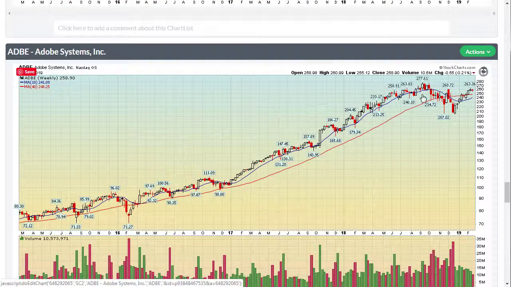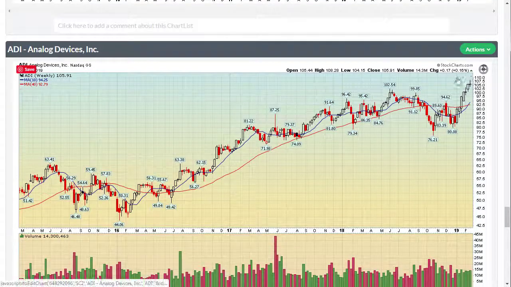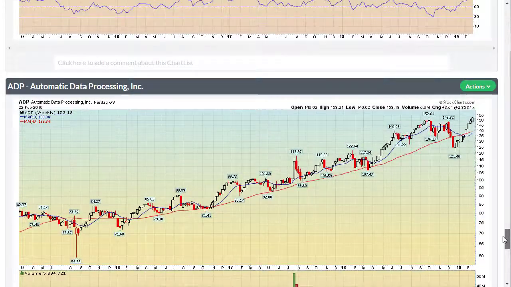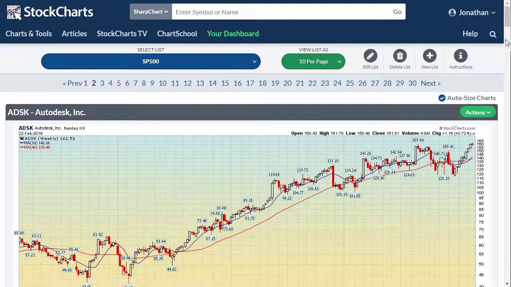This is Adobe. This looks very much like the index here, right? With the 10-week crossing under the 40-week. And that's a possibility, that stock. This is a little bit extended, so on a pullback in the S&P, I'd expect this to pull back quite a bit. So I wouldn't want to get into something like that. Automatic Data Processing is interesting. So we're just going to scan through a few here, and then we're just going to pick one. I'm not going to belabor the point.